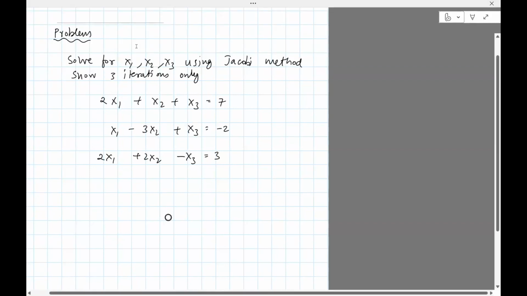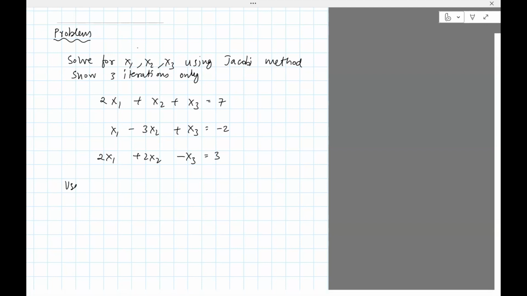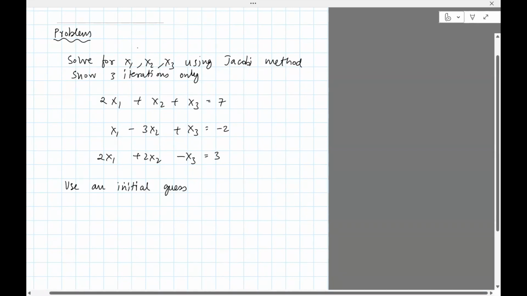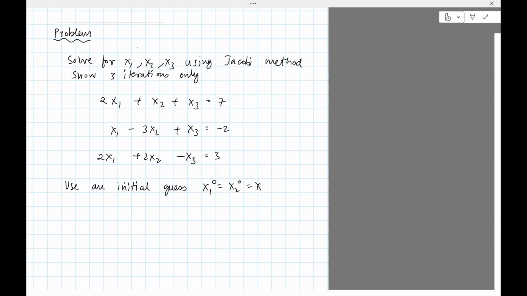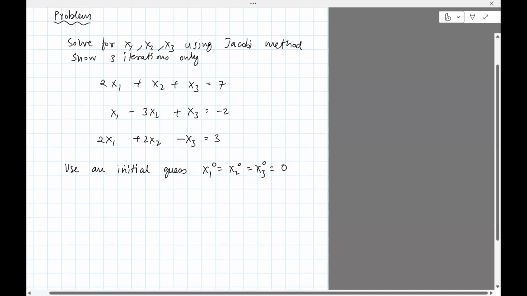I just asked you 3 iterations or 2 iterations. Yeah, I just want to see how you understand how to apply it, not really anything else. Can I also give you the guess? Use an initial guess, yes, x1^0 equals x2^0 equals x3^0 equals 0.